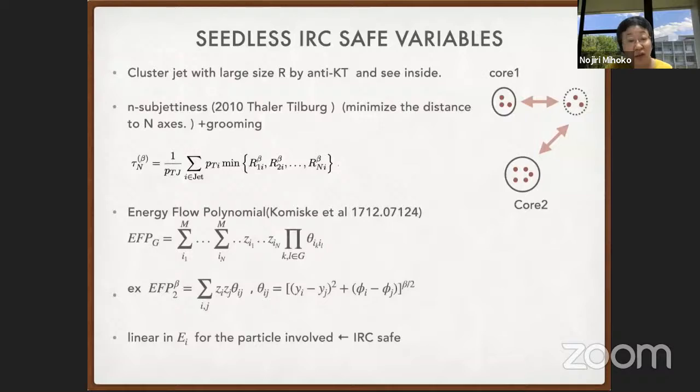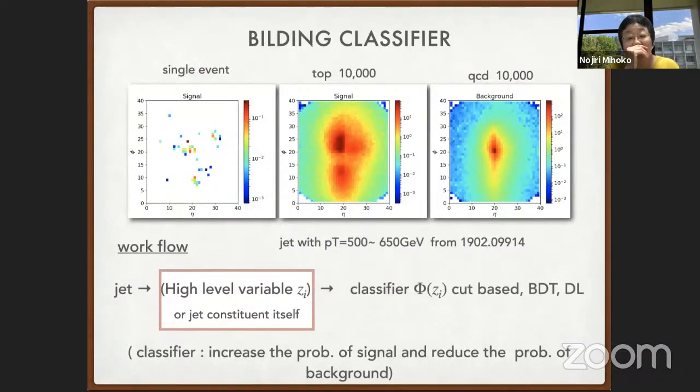The other idea is the energy flow polynomials. This is something defined here. It's very complicated, but for a very simple one here, you can see that this is just the N-point energy correlation inside the jet. These are very general variables. The nice thing about these quantities is that they are IRC safe, so in principle you can calculate them in QCD. Then you want to build the classifier.